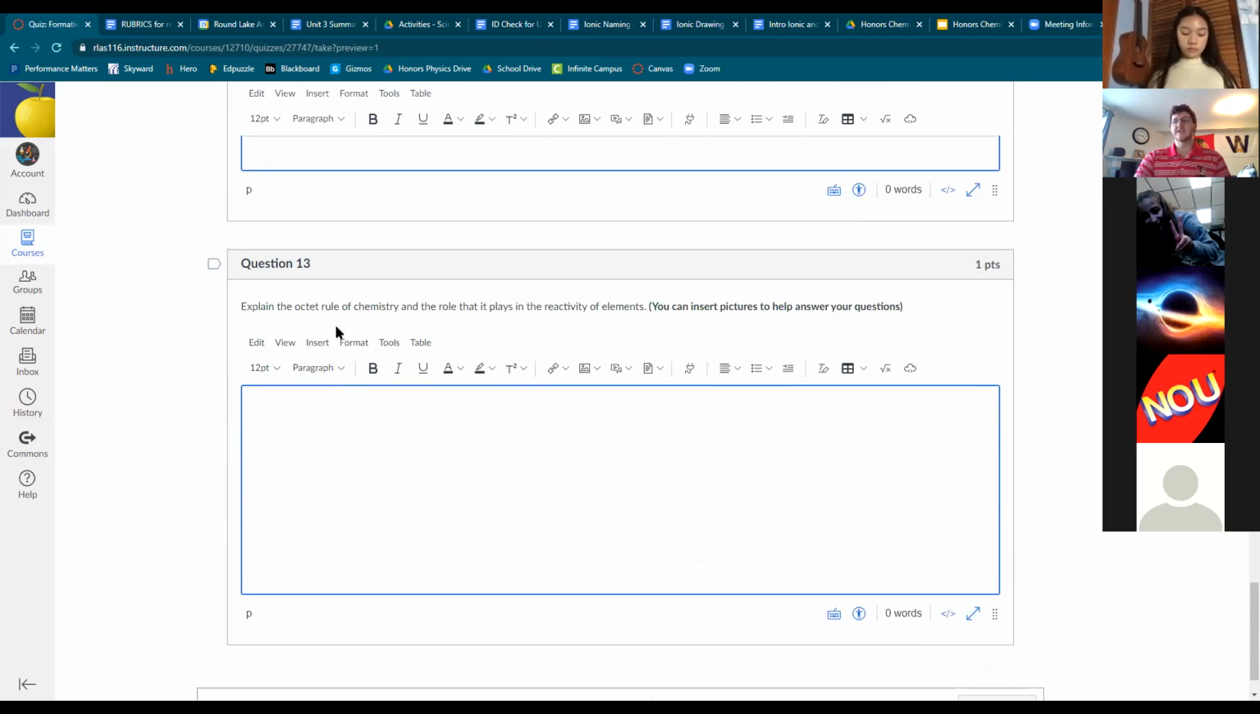And then the last question says, explain the octet rule of chemistry or the role that it plays in reactivity. So the octet rule, again, is that all elements want to have 8 valence electrons, and they're going to do that by bonding or forming ions. And the octet rule plays a giant role in reactivity because we only react with other elements because we want to gain or lose electrons to have a full valence shell. So they're only reacting with other elements so that they can have their 8 valence electrons.